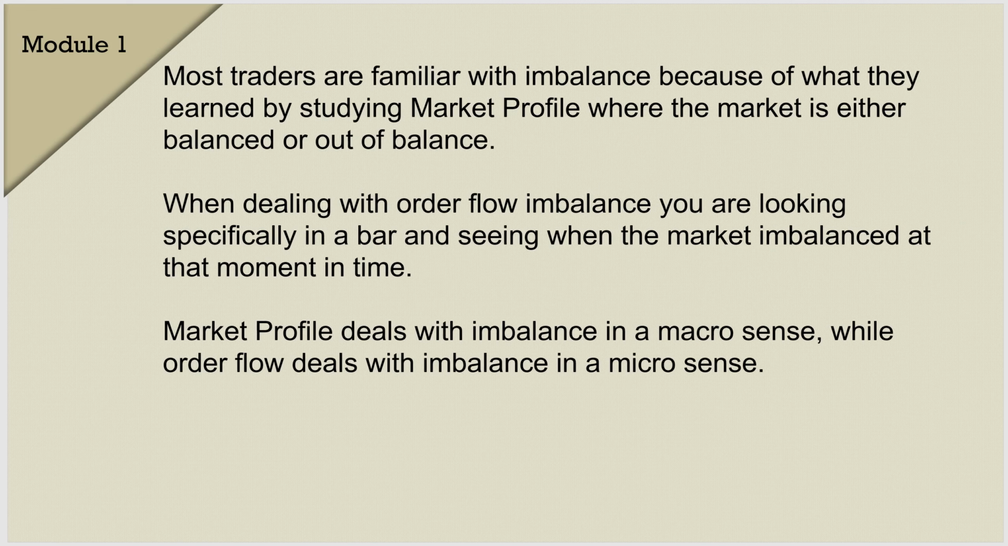Now, most traders are familiar with imbalance because they've studied market profile. And in market profile, the market is either balanced or it's out of balance, period. There's basically two states. When dealing with order flow, you're looking specifically within a bar, seeing when the market is imbalanced at a moment in time. And most of the time, a bar is just a bar. It's not out of balance. It's when you see imbalances occurring that it means something.